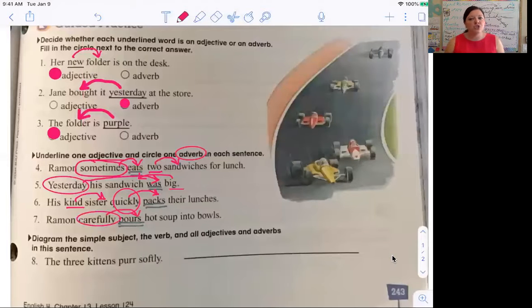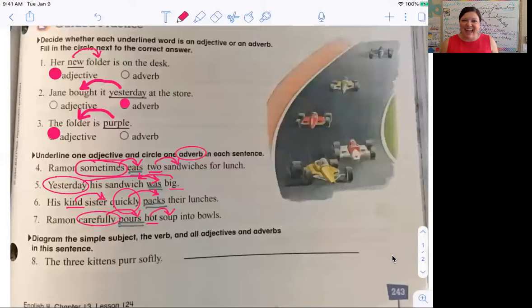Is there any information describing Raymond, our subject? No. Are there any other nouns in the sentence? Yes. Soup and bowls. Let's see. Which one of the soup? Which one of the bowls? No. What kind of soup? Yes. Hot soup. Let's underline hot, draw an arrow to soup. Hot is the adjective describing or giving us more information about the noun soup.